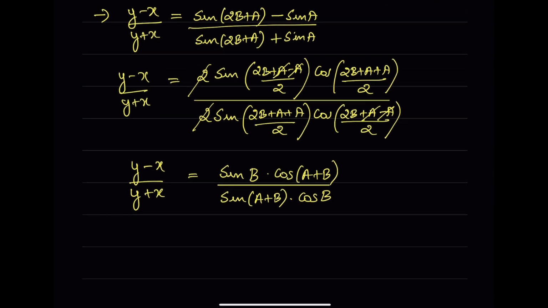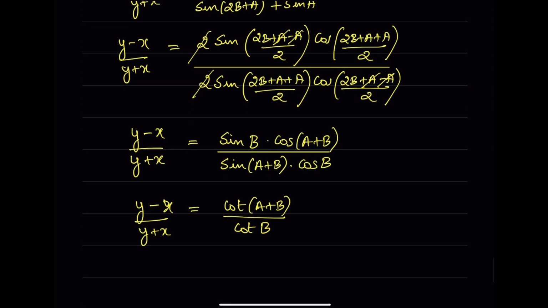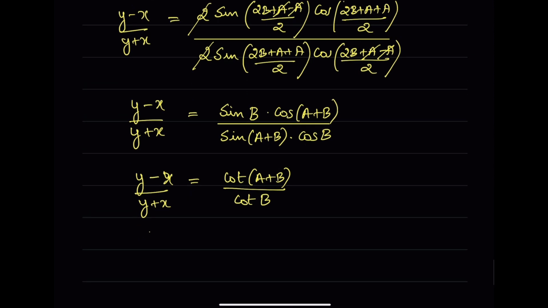So this is nothing but, now cos of a plus b by sine of a plus b is cot of a plus b. So we can rewrite this as y minus x by y plus x is equal to cot of a plus b divided by, now sine b by cos b is tan b, and tan b is 1 by cot b. So we can write this as cot of a plus b by cot b. Now we just cross multiply and we get the proof. So cot b times y minus x is equal to cot of a plus b times y plus x.